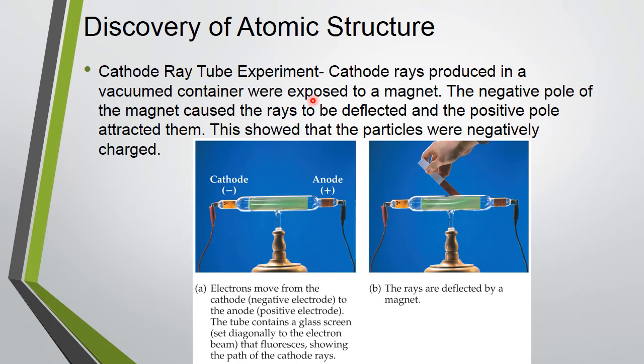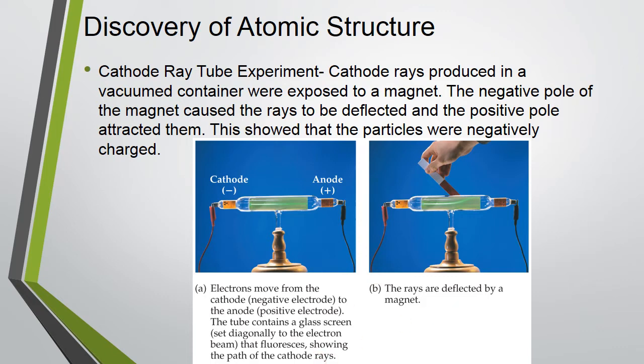So what they did was expose a magnet to this cathode ray tube, and it was found that the negative pole of the magnet caused the rays to be deflected or pushed away. And when the positive end of the magnet was exposed to the cathode ray tube, it attracted this beam. And this showed that our particles were negatively charged, because when you have a magnet that's positive and it attracts something, it means that other thing is negative. So, that is our cathode ray tube.